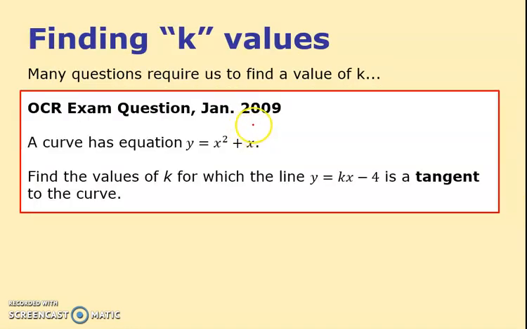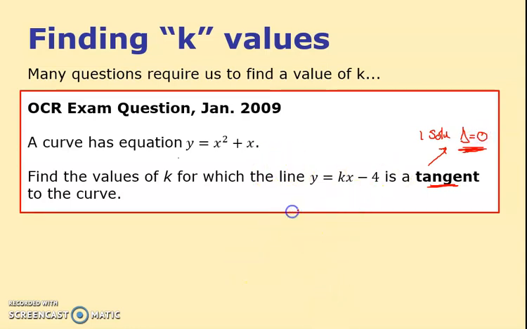Finding k values. Now these come up more than probably they should. A curve has this equation. Find the values of k for which the line y equals kx minus 4 is a tangent. Ah, it's a tangent. Tangent means one solution. Just been talking about that. And that means the discriminant is 0.